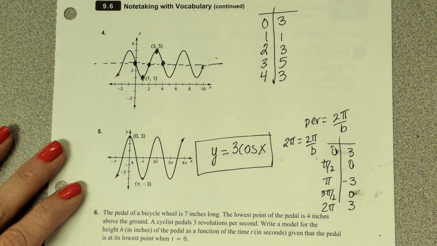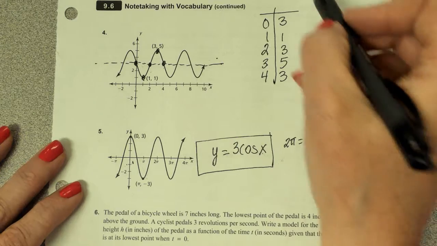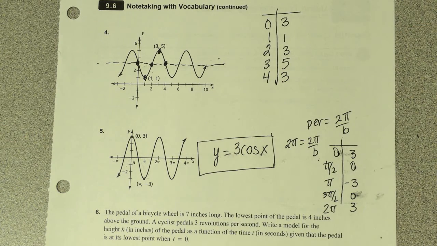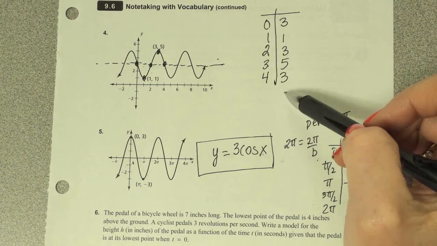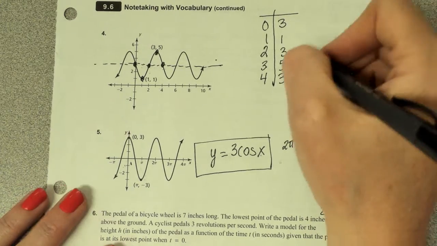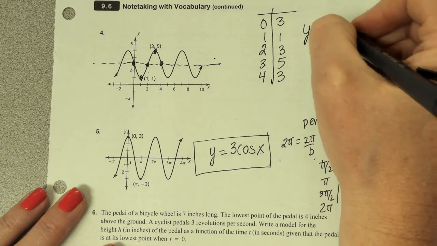All right, so now I'm going to decide, is this sine or cosine? I can look at that. Look at the pattern, guys. For sine, the first, third, and fifth have to be the same. For cosine, the second and the fourth have to be the same. So which one is it? Sine. So we know it has to be y equals sine.